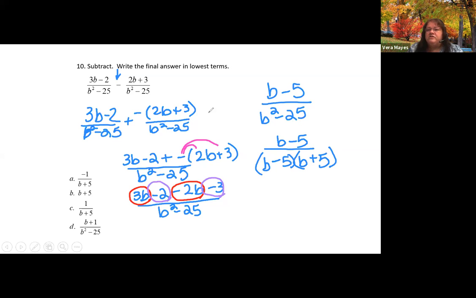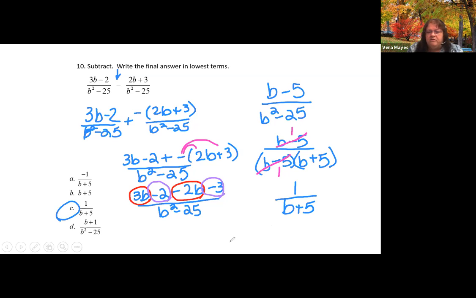So now I can start to see what is the same from top to bottom. And I see this group matches this group. So this group goes into itself one time, and it goes into itself on the top one time. So what's left? There's only a 1 on top. 1 times b plus 5 just gives me a b plus 5.